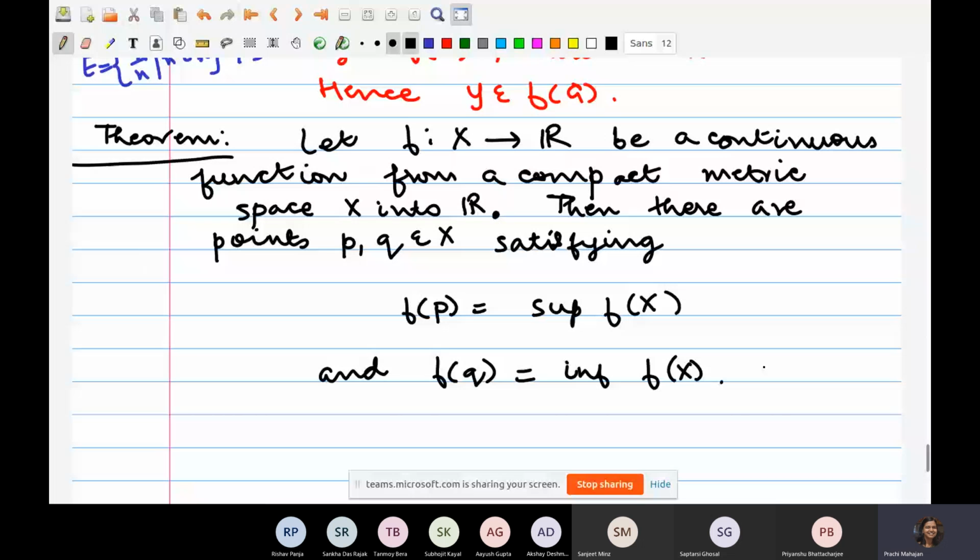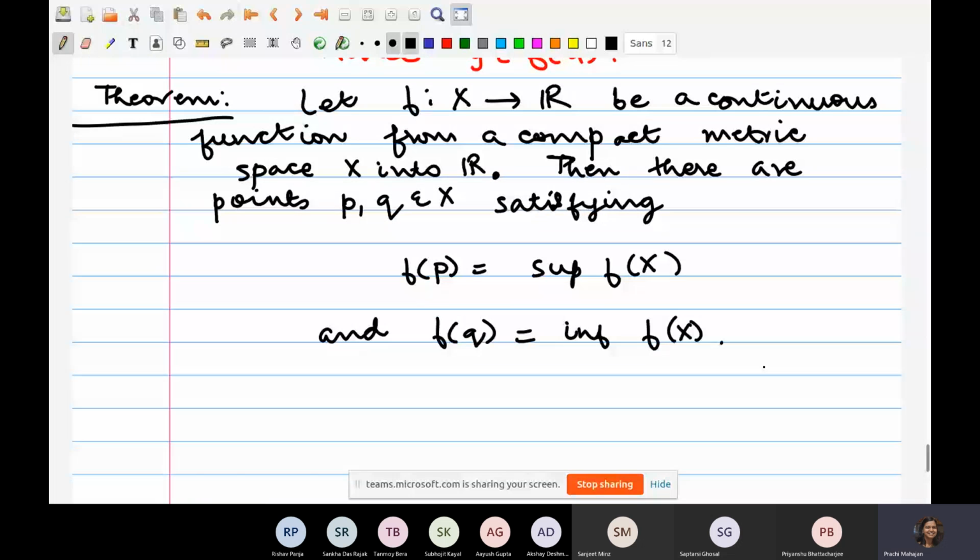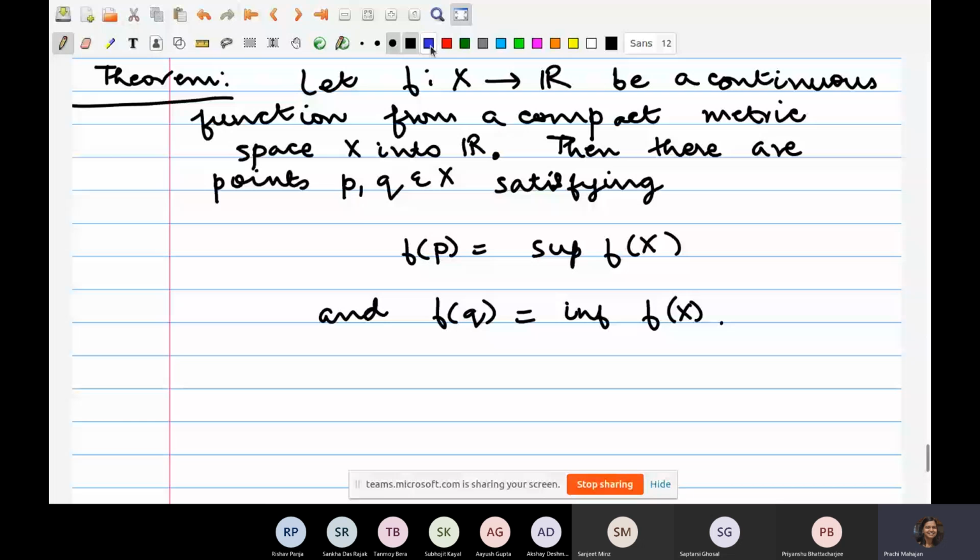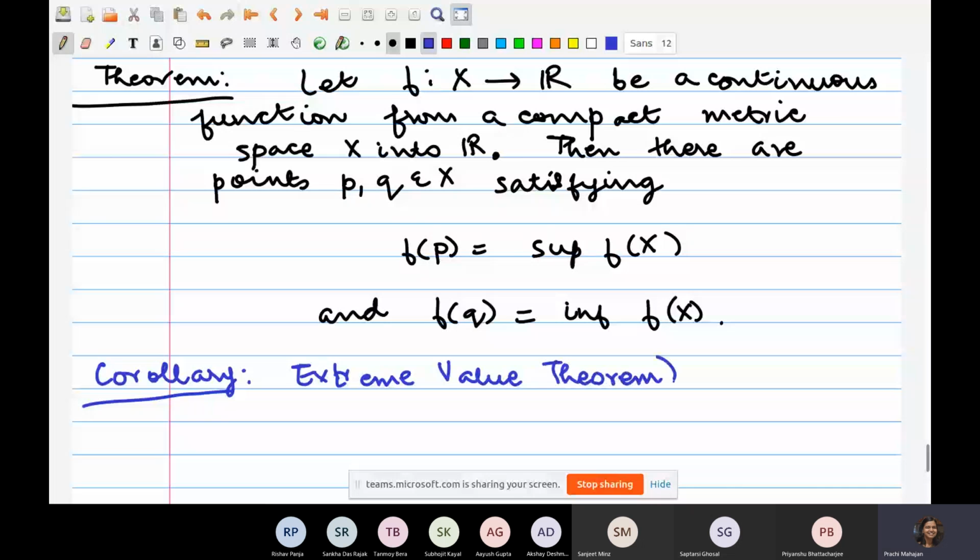Does everybody follow what this theorem is saying? This is sort of a finer version of something that perhaps you are already familiar with. I would just list it downstairs here, which is the extreme value theorem. What is the extreme value theorem?